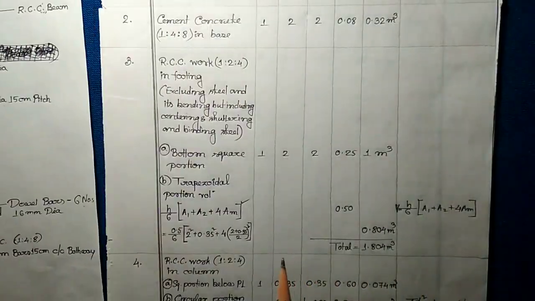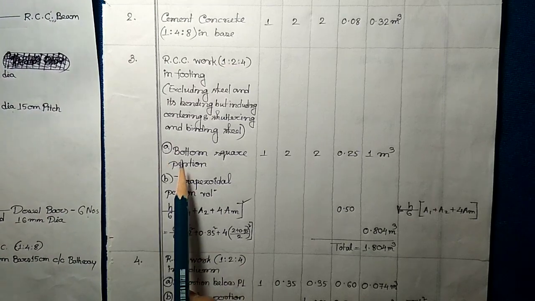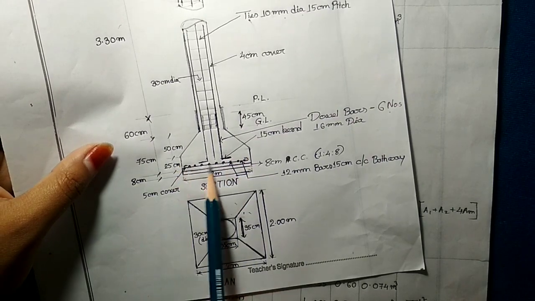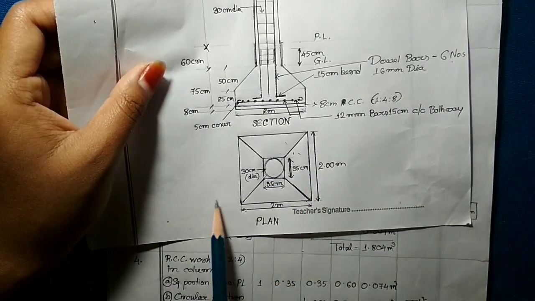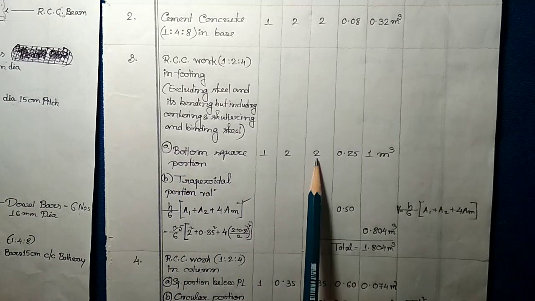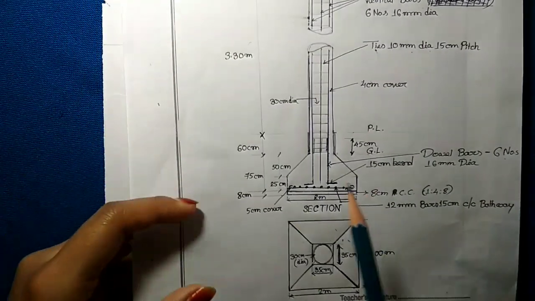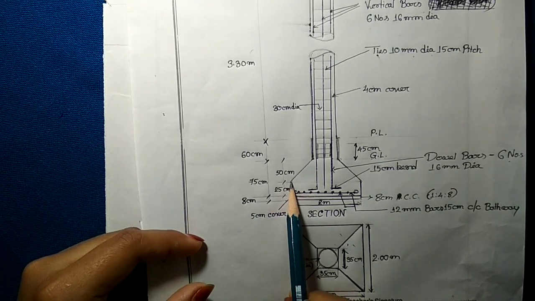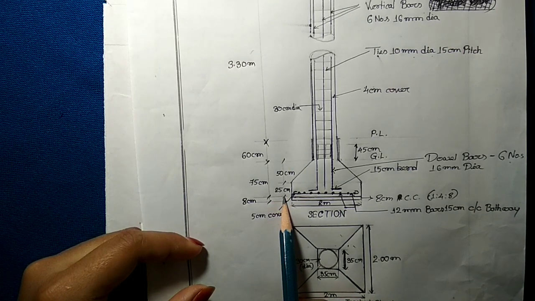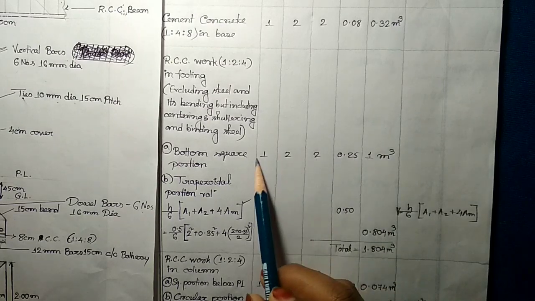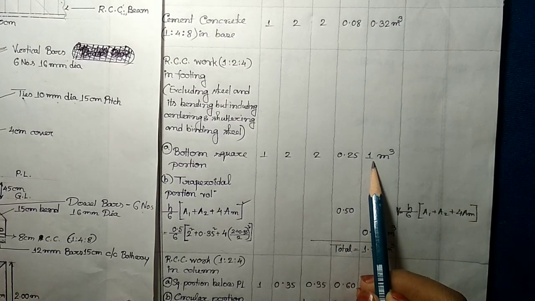So for sub point A, bottom square portion. Sorry, this is rectangle, but the plan is square. So I have mentioned here as bottom square portion. So length and breadth will be same, like 2 meter and 2 meter, but the height is given from this portion to this one, the straight edges of 25 centimeter. If we convert it to meter, we will have 0.25. Multiplying all this, the quantity we get is 1 meter cube.